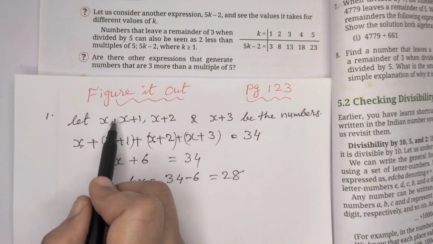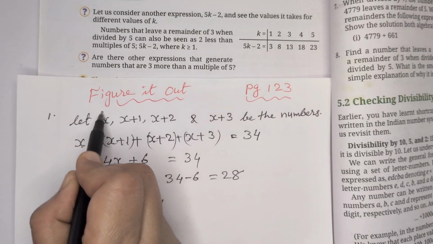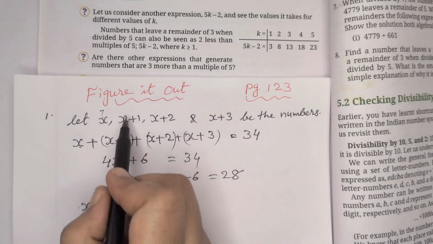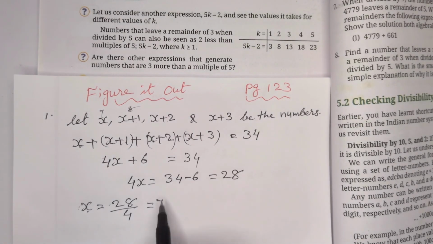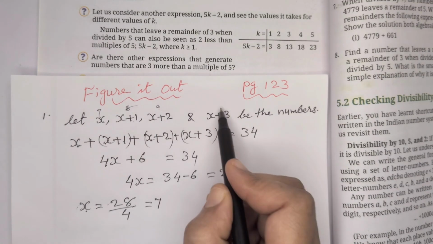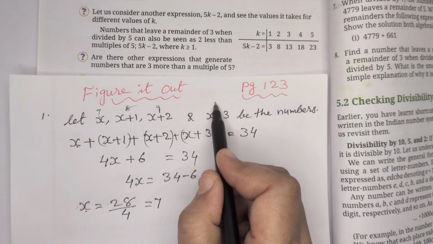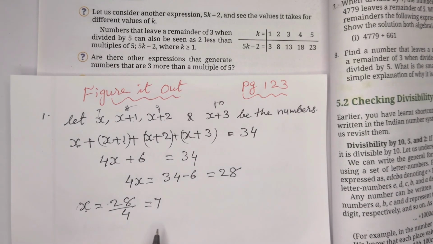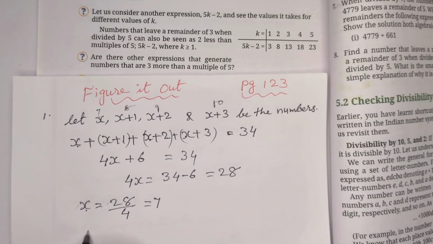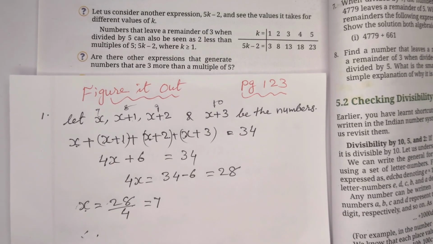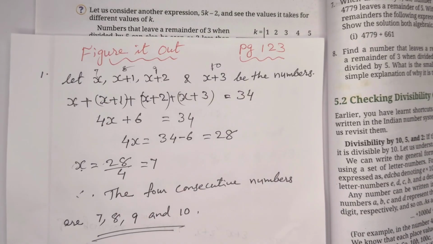So the value of x we got as 7. Then what will be the numbers? For x is 7, then x plus 1, 8. x plus 2, 9. x plus 3, 7 plus 3, 10. Then we can write in a sentence, therefore, the 4 consecutive numbers are 7, 8, 9 and 10.